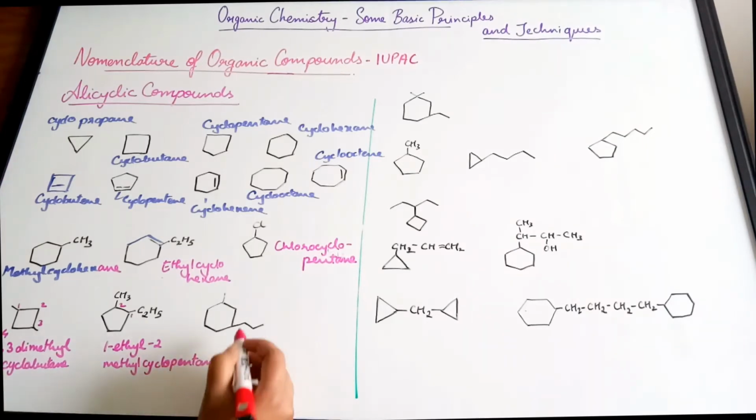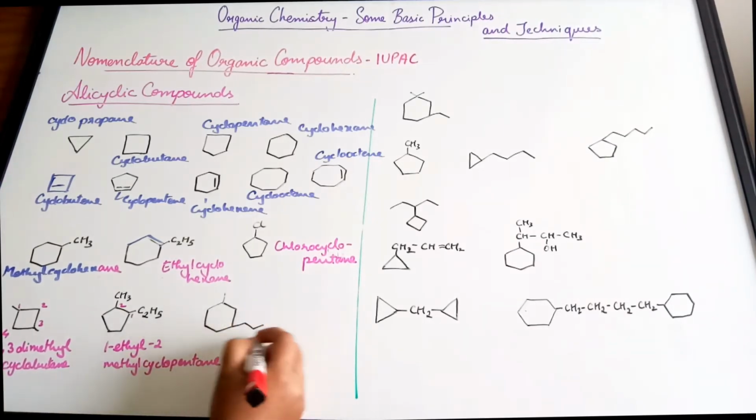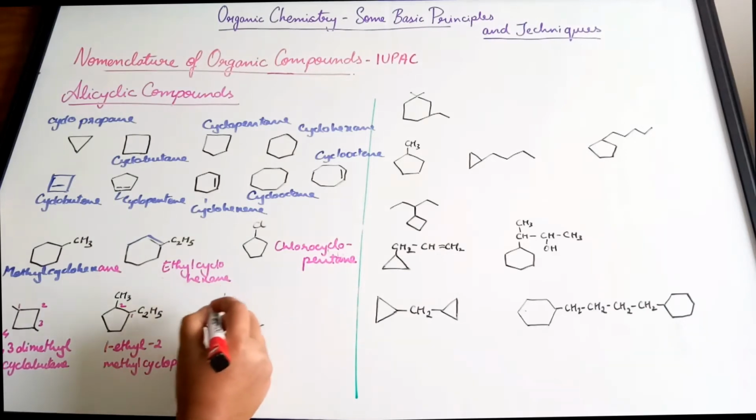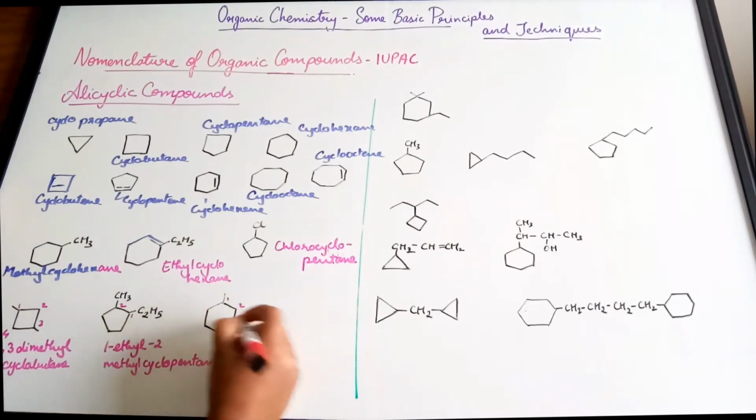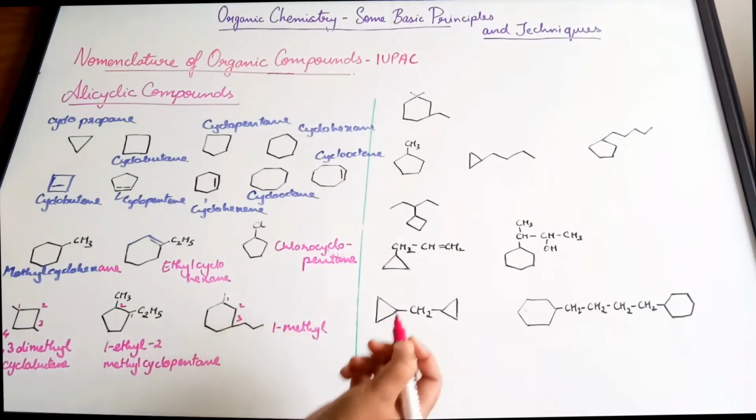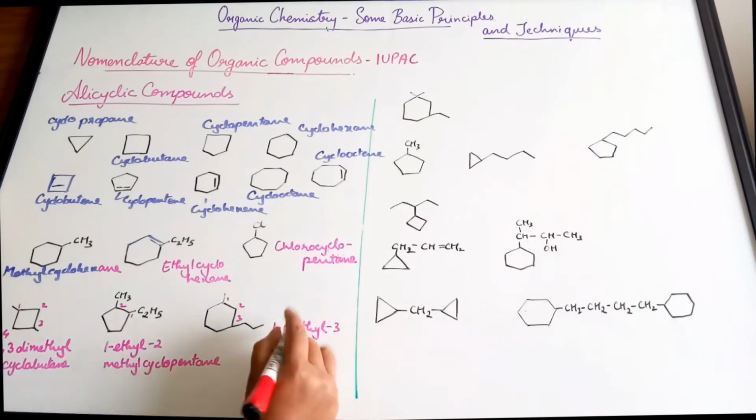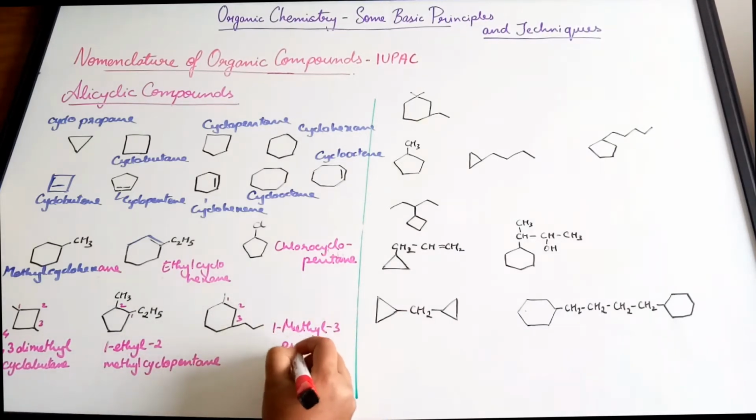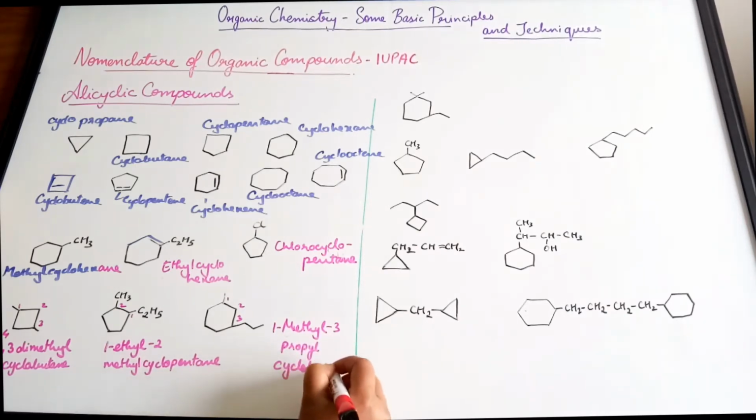Here, however, you have methane, ethane, propane. So this is a propyl group and this is a methyl group. So m comes before p. So 1, 2 and 3. So 1-methyl, 3-propyl, cyclohexane.